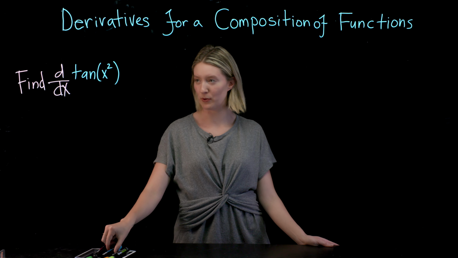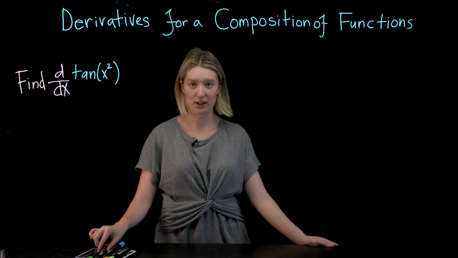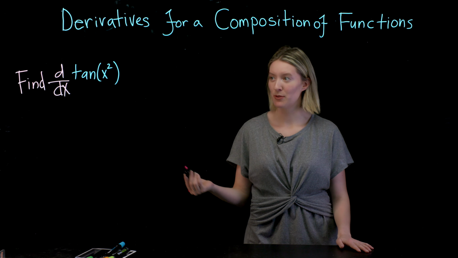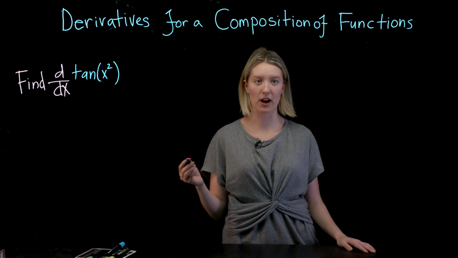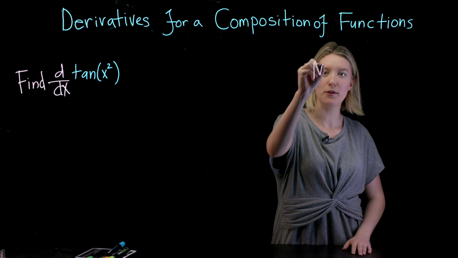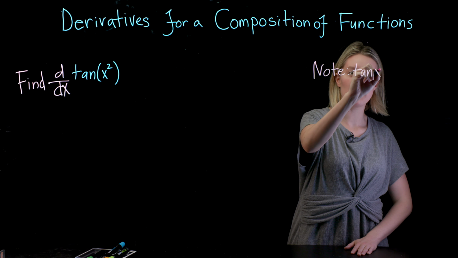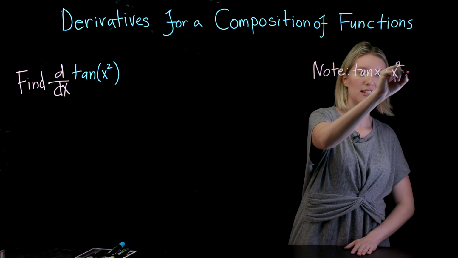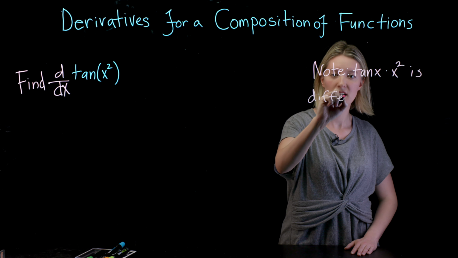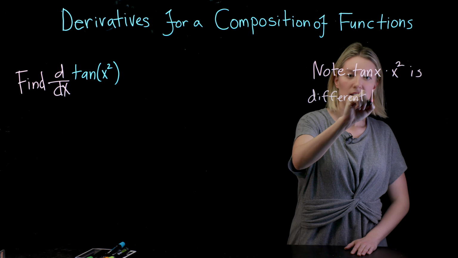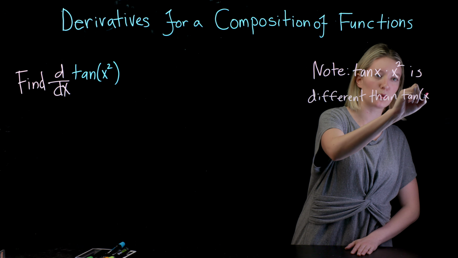And in this example, we'll be using the function tan of x squared. So before we get started, I just want to say that it's really important to be able to differentiate when we have a composition of functions versus a product of functions. So note, tan of x times x squared is different than tan of x squared.